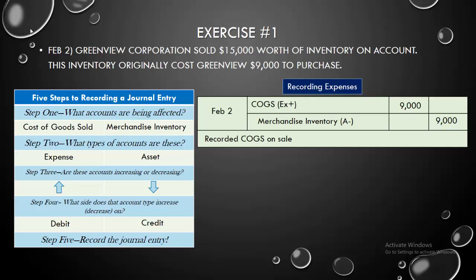Cost of goods sold is an expense account, and it's going to be going up, and expenses go up with a debit. We're decreasing the value of our merchandise inventory, and when we decrease an asset, we always do so with a credit. So the entry to record the expense portion of this transaction is going to be a debit to COGS and a credit to merchandise inventory for the price that we originally paid to acquire this inventory, which is $9,000.